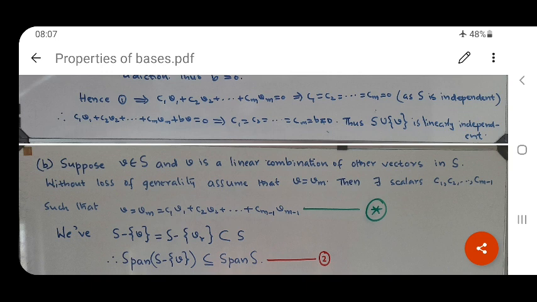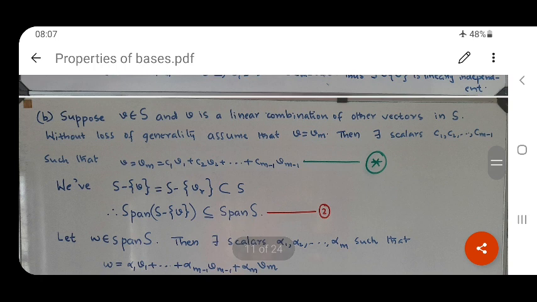And for part B, let us assume V is a vector in S. We suppose that V is a linear combination of the other vectors in S. So without loss of generality, let us assume that V equal to Vm. You can choose any vector. Then there exist scalars C1, C2, etc. Cm minus 1 such that V equal to Vm is equal to the linear combination of the other vectors V1, etc. Vm minus 1. Now, removing V from S, you have S minus V, which is equal to S minus Vm.